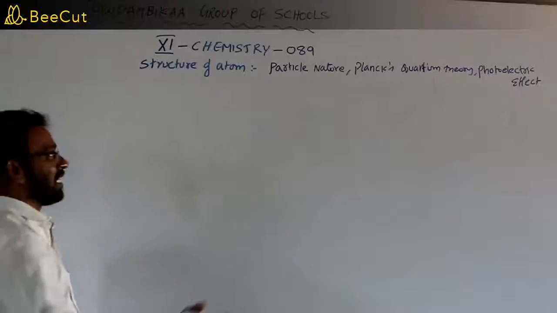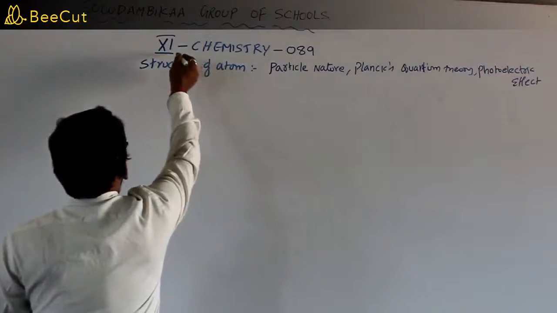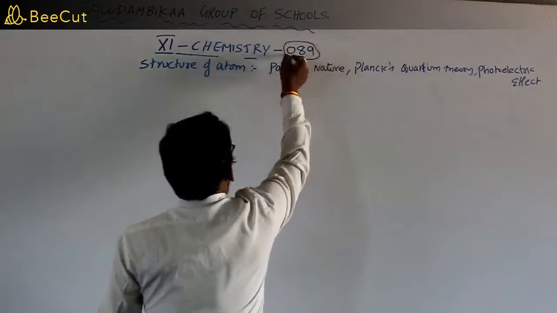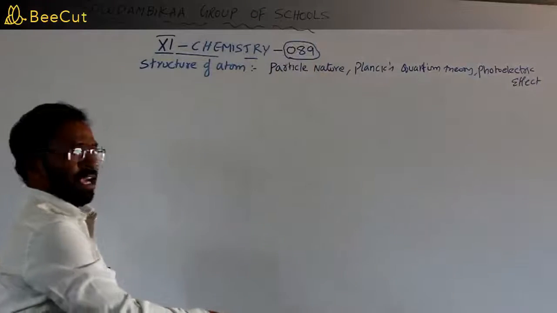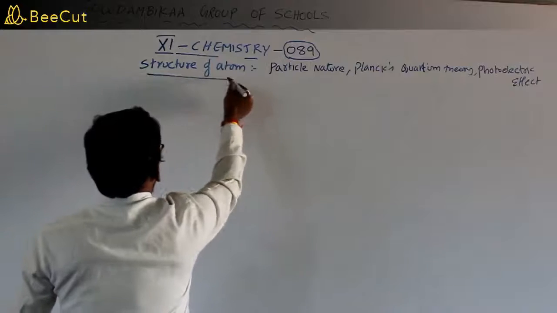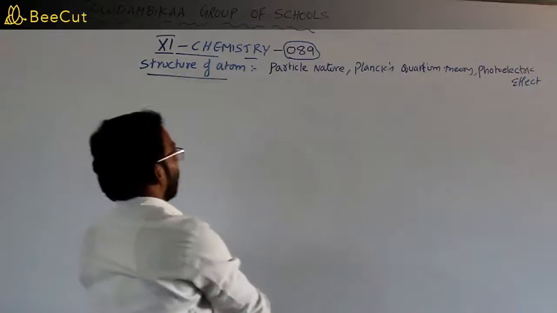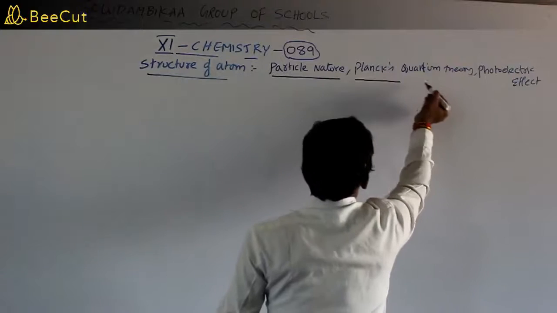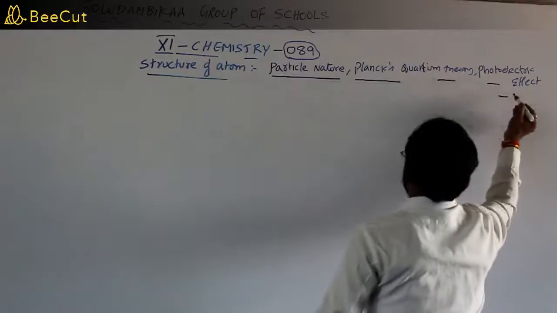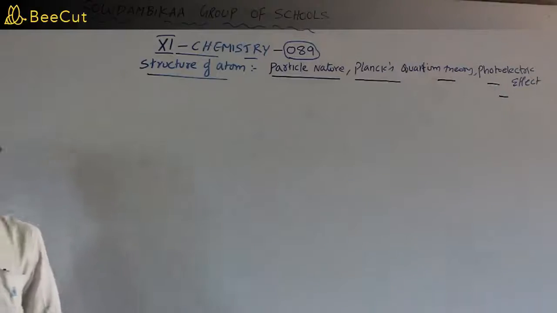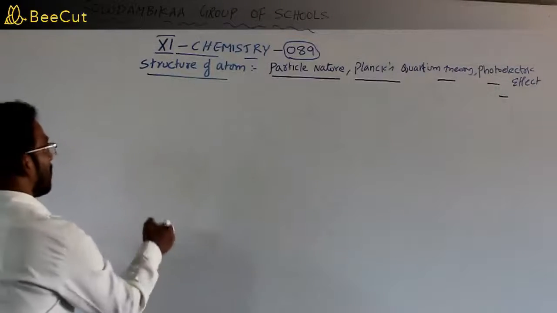Dear students, in this session we will see class 11 chemistry number 89. The topic is the structure of atom, covering particle nature, Planck's quantum theory and the photoelectric effect. We will discuss briefly, in 2 minutes, what we have to cover in the present class.